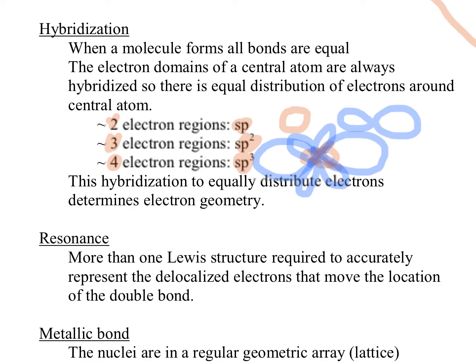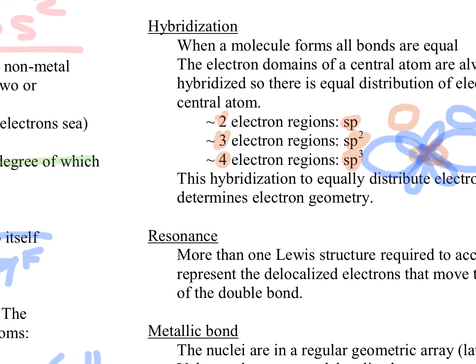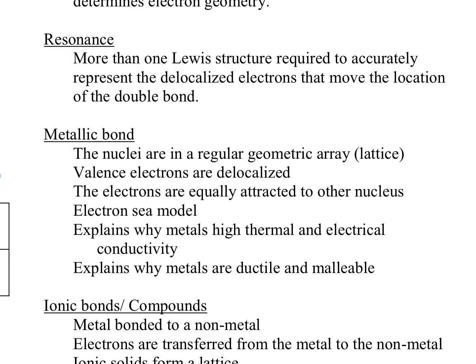When we start talking about sp2, in this case, I'm not going to change colors this time. We have one going here, one going here, and one going here, which gives us 3 total regions. 3 total regions, trigonal planar. So if you can keep these associated with the electron geometry, it's much easier to see.